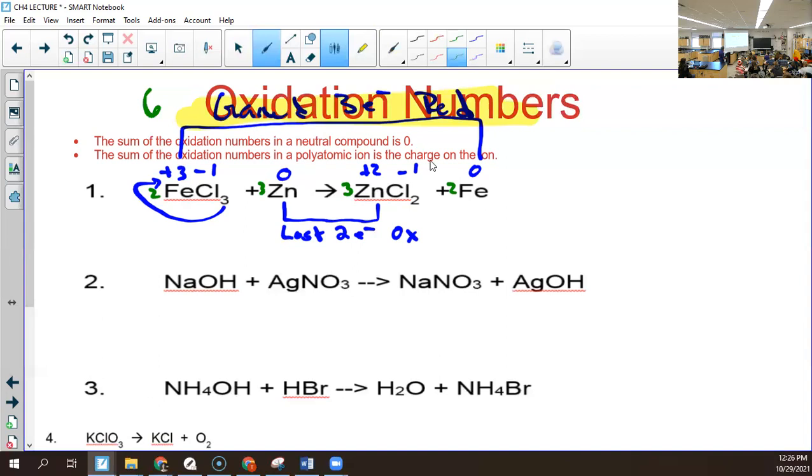Okay, on the exam, you have to do all of this. If it's an oxidation reduction reaction, you have to balance it. You have to identify who's oxidized, who's reduced, and the number of electrons that were lost or gained. Fair enough. Okay, let's look at this one.